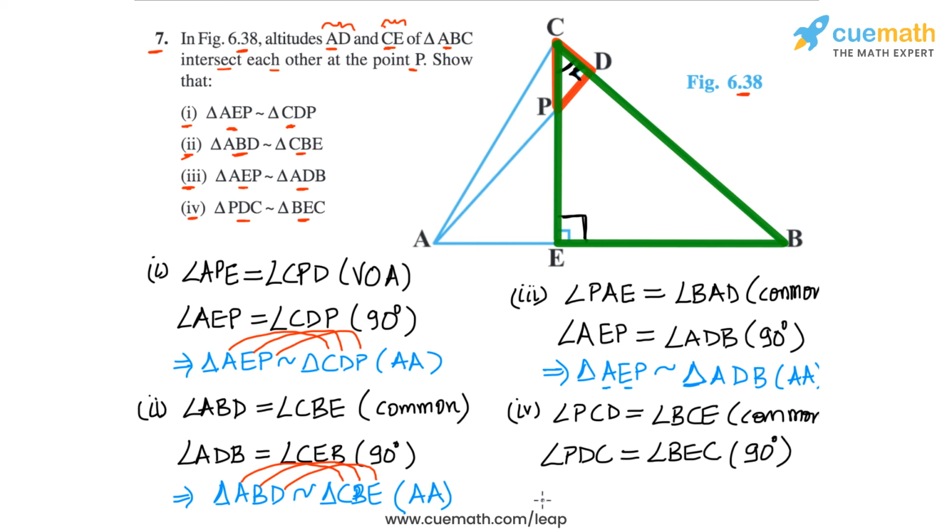So now we can write the similarity relation. Triangle PDC will be similar to triangle BEC, and make sure you get the order of the vertices correct. So P corresponds to B, D corresponds to E, and C corresponds to C. So this completes part 4, and with this we have completed all the 4 parts of question number 7.